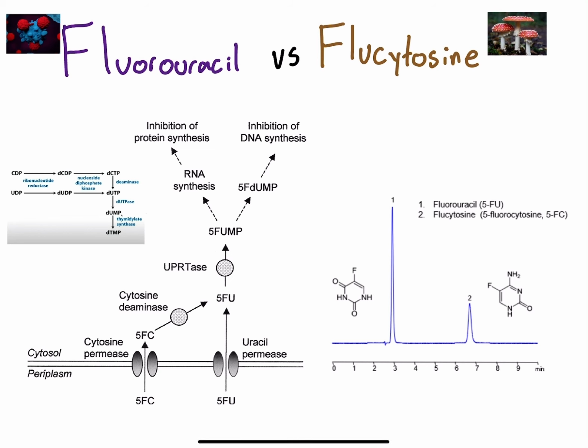So just to summarize, fluorouracil is a more raw form of the drug used systemically to fight cancer, whereas flucytosine is the exact same drug, but with a prodrug aspect that makes it highly specific for fungal infections.